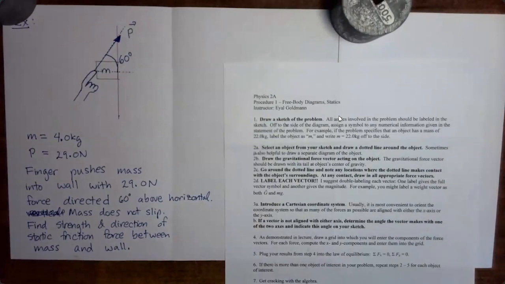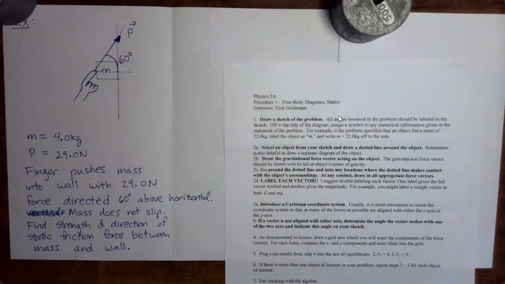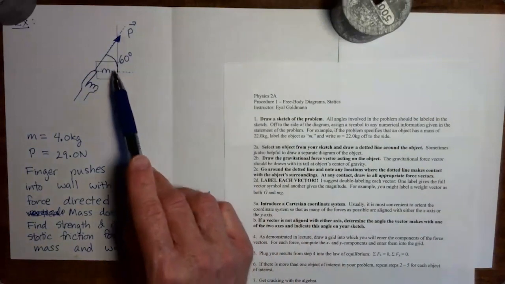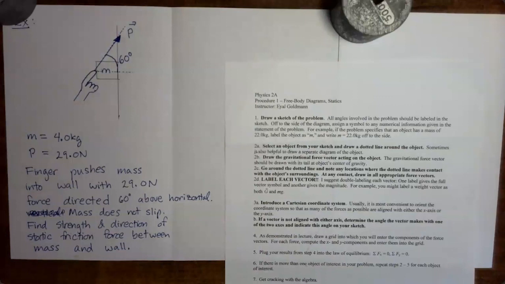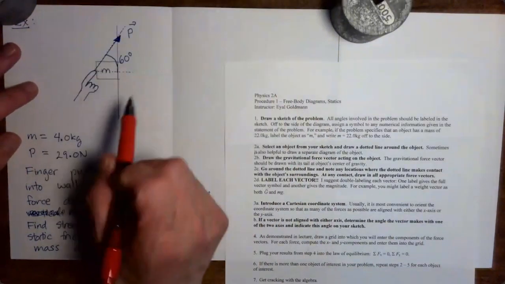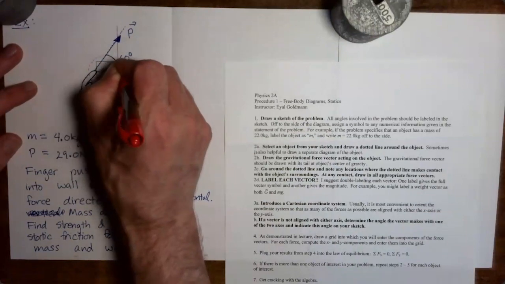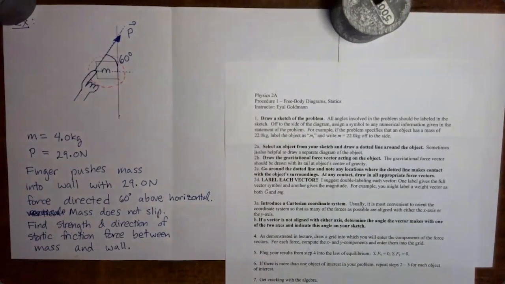So we're going to solve this problem using the first condition of equilibrium. And as with some of the previous videos, we're going to be using this handout here to guide us through the application of the first condition of equilibrium. All right, so step 1 says draw a sketch of the problem. Here's a sketch. Step 2, select an object from your sketch and draw a dotted line around the sketch. So the object we're going to analyze here is the mass. So I'm going to draw a dashed line around the mass. That's step 2A.